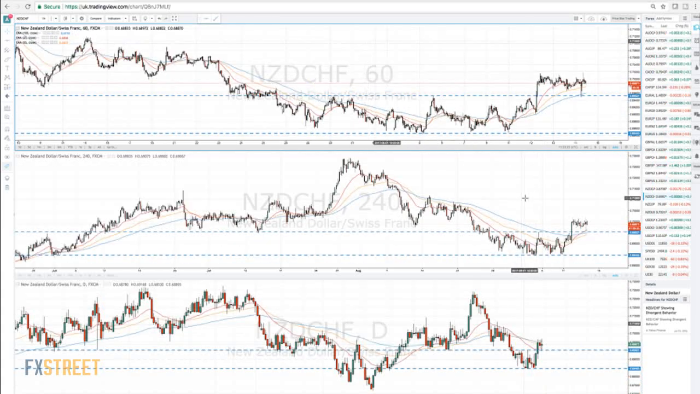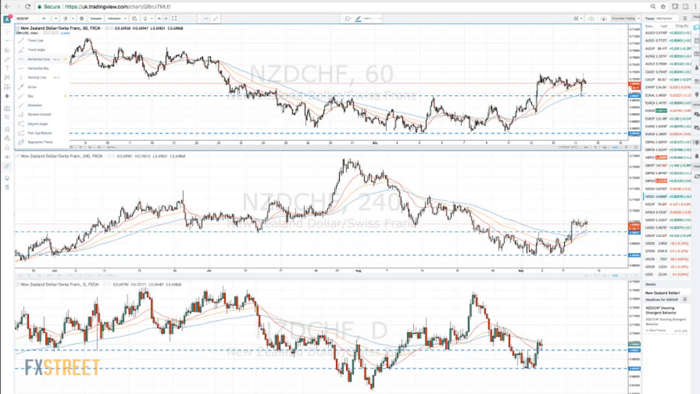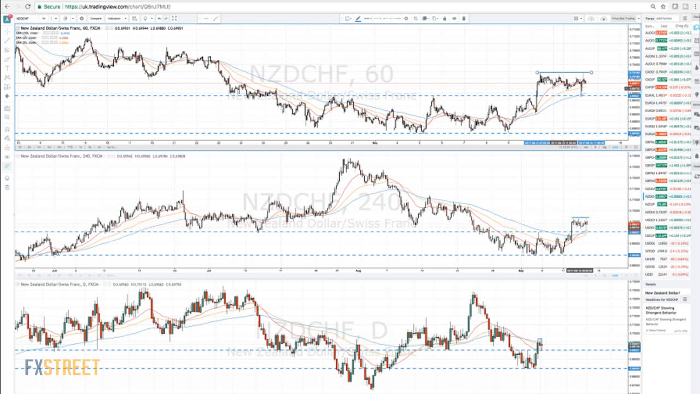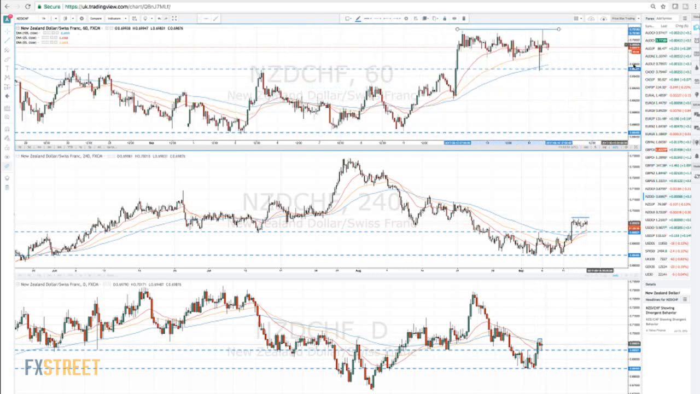Looking at the Kiwi franc, it's just broken up above a resistance level there. It's moving along sideways. I'm going to become a buyer. Let's change this. I'm going to become a buyer when the market breaches 0.7018. So when it gets out above this, this is 100% where I become a buyer.